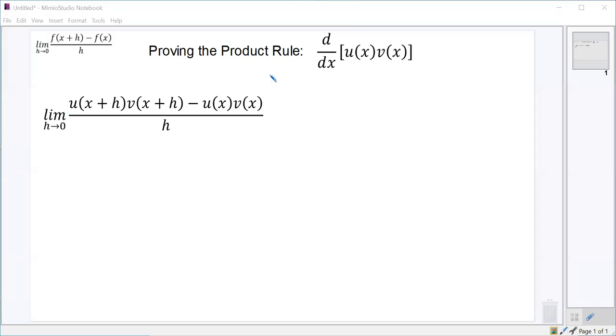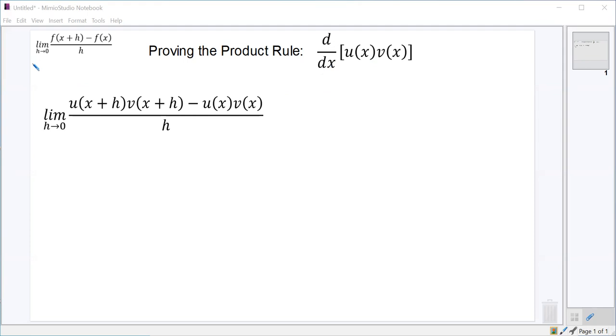In this video, we're going to prove the product rule for derivatives. The product rule works when you need to take the derivative of one function times another function. Whenever you have two functions being multiplied together, unless you can simplify it down in some way so that you no longer have that, you always have to use the product rule.